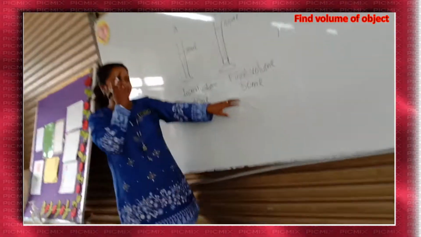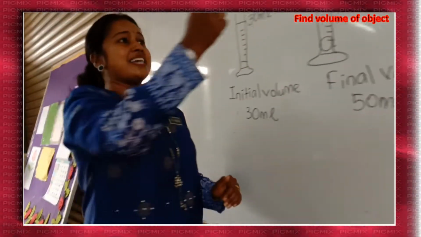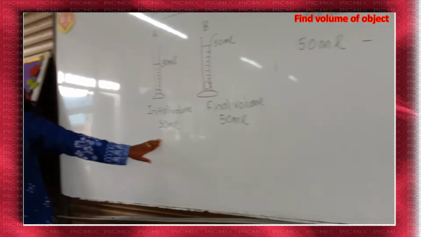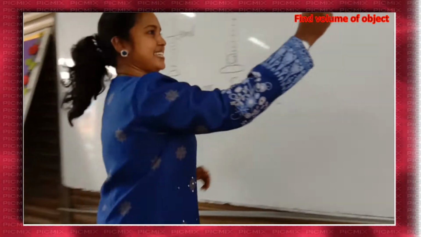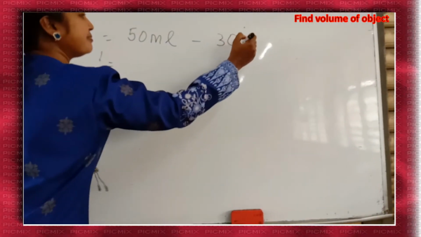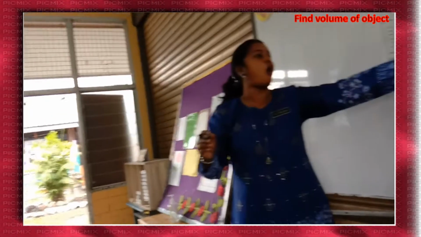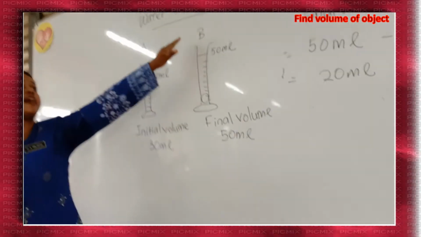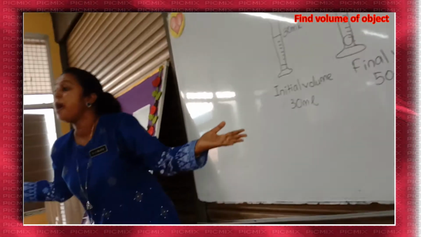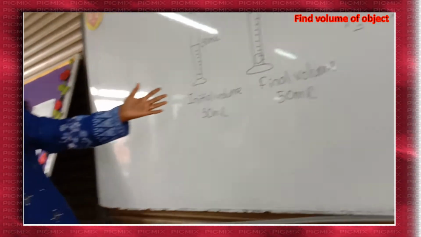So now, let's look at that. How much is the final volume? 50 milliliters. So this is the volume of the object, which you can see in measuring cylinder B. That's all. It is very, very simple. So this is the theory I have shown to you already. Are you clear with it?